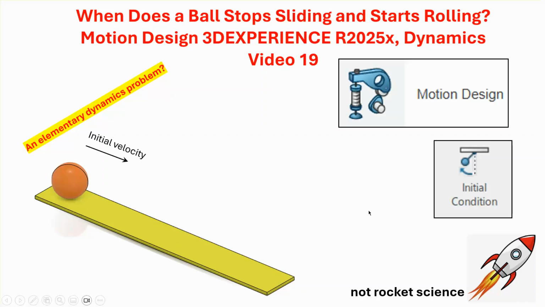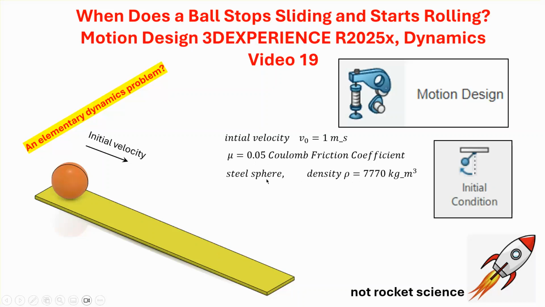Now, what I'm going to do is assume that the initial velocity is given by this number, 1 meter per second, and the coefficient of friction between the surface and the ball is 0.05. The ball is made out of steel. It's a very heavy ball, and the density of steel is given here, and the radius of the ball is 10 centimeter. Based on that, the mass of the ball comes out to be around 32 kilogram, and the mass moment of inertia, because that's going to come into the calculation, is going to be 0.13 kilogram meter square.